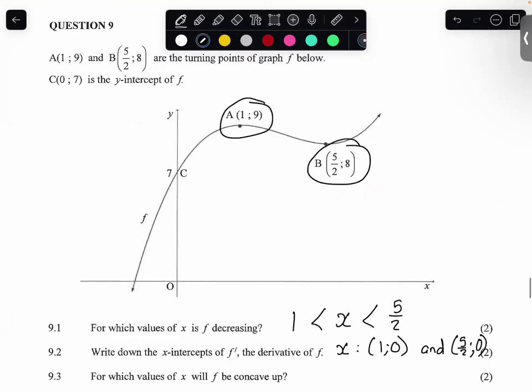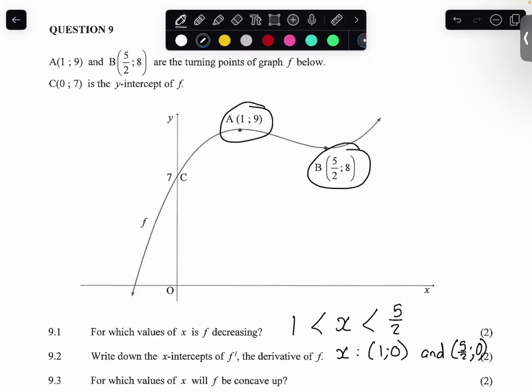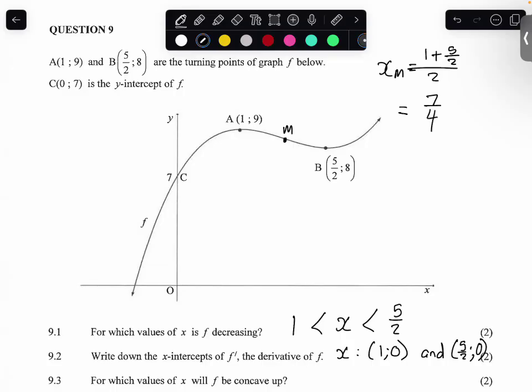So if I don't have the graph's equation, I can just find the midpoint between the two turning points if they give that to me, and then I can find the point of concavity. The midpoint, let's call it m, x of m, is equal to x of a plus x of b all over 2. That gives me an answer of 7/4. So the x value of the point of concavity is 7/4. It's concave up after that. It's a smile, concave up after the 7/4.